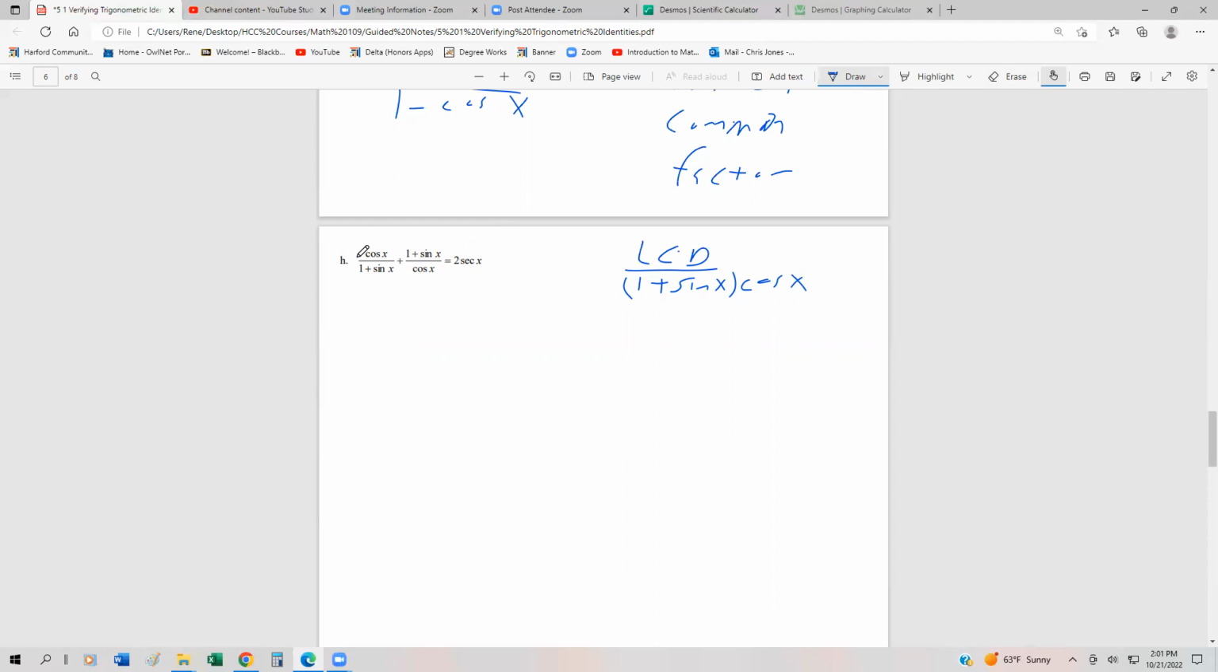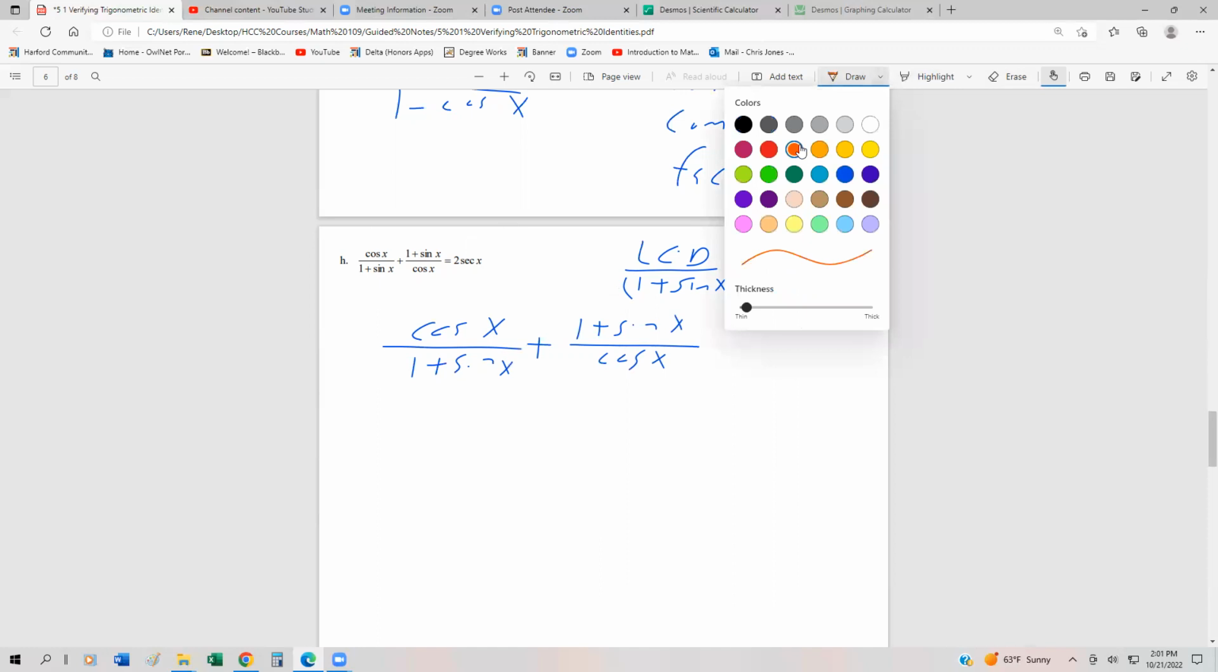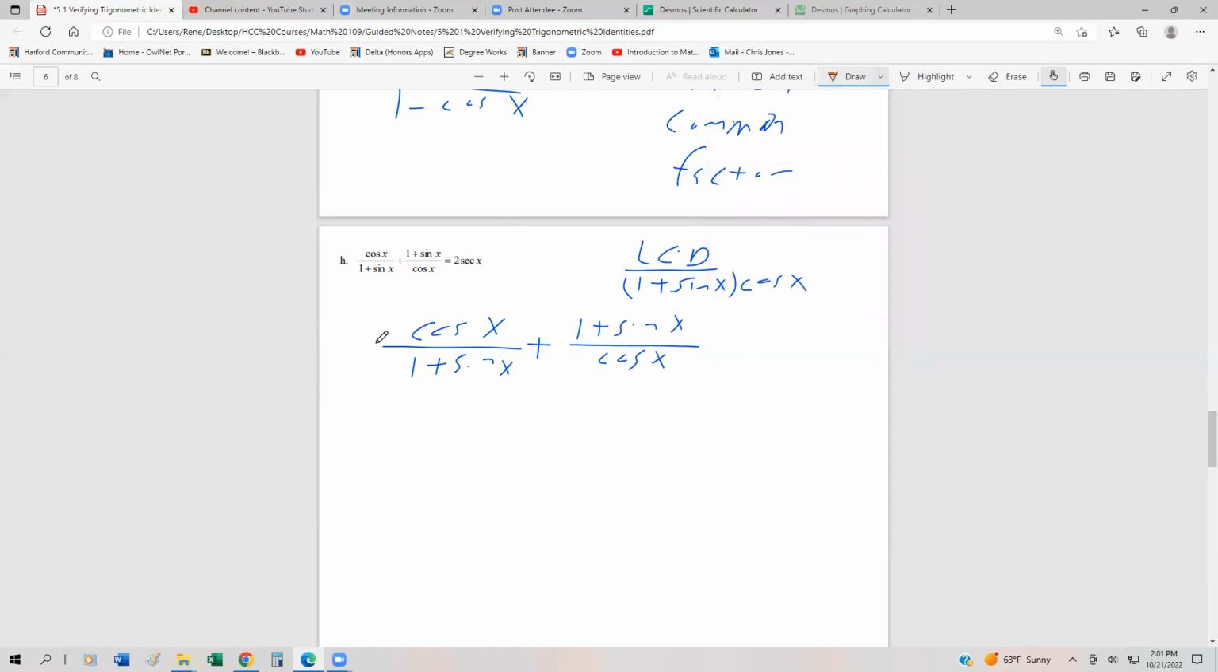So notice over here, we're missing the cosine. So what I'm going to do is, let me rewrite this so we can see it nicely. So we're going to have cos x divided by 1 plus sine x, and then 1 plus sine x divided by cos x. And so notice with the least common denominator, what we're going to do is multiply this term by cosine of x. Okay, so this is our common denominator.